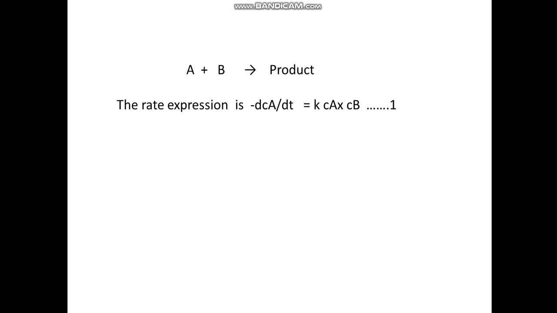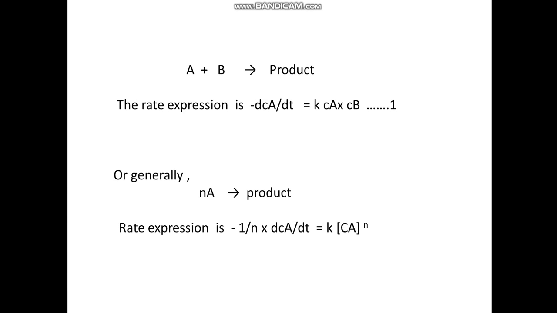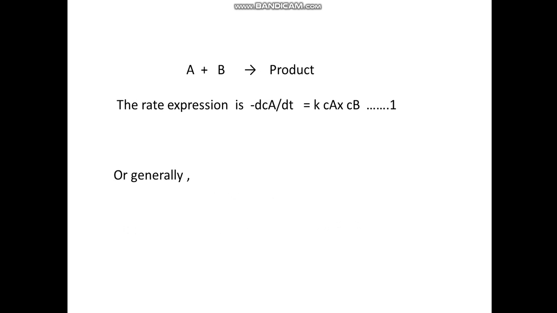Consider the reaction A plus B giving products. The rate expression is minus dCA by dt equal to K into Ca into Cb. Or generally, for the reaction Na giving products, the rate expression is minus 1 by N into dCA by dt equal to K into Ca raised to N.